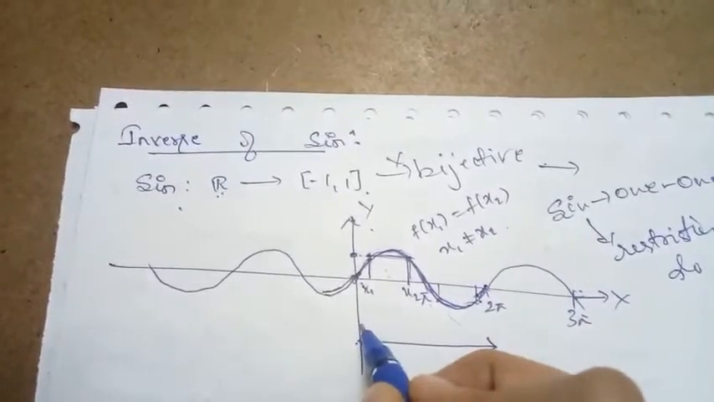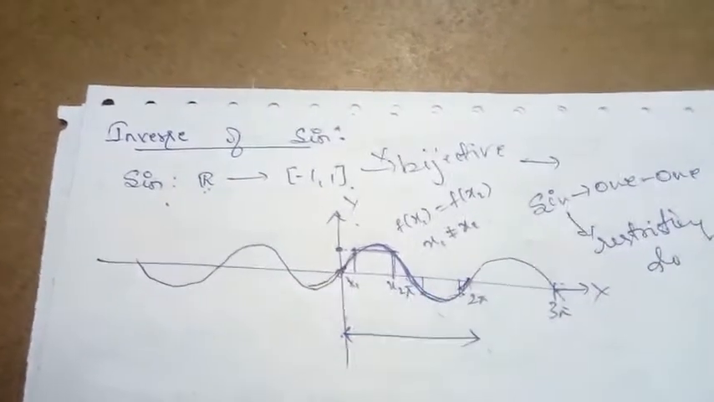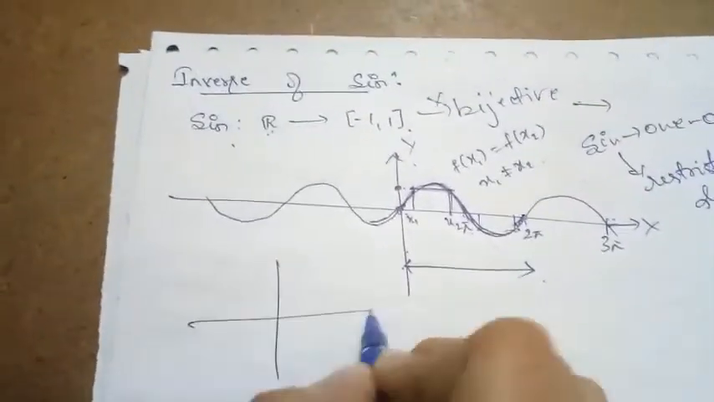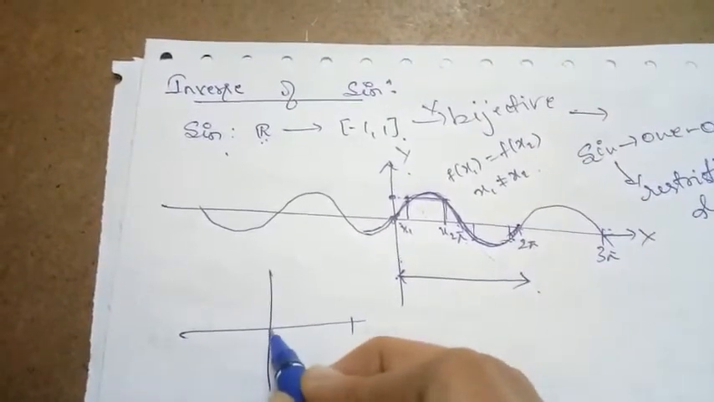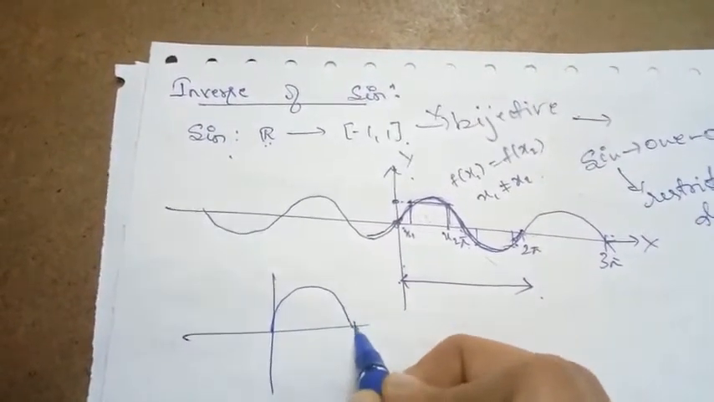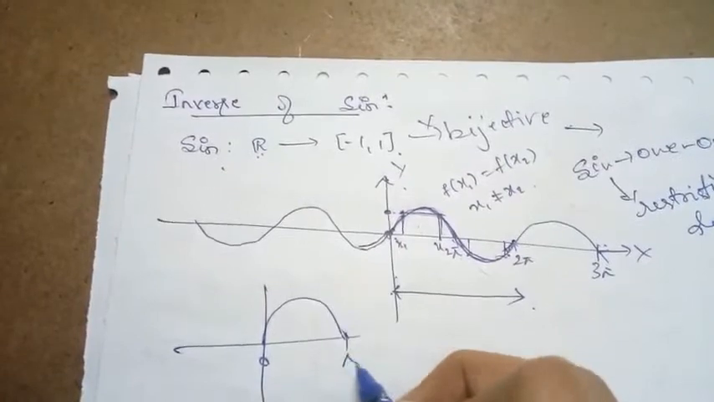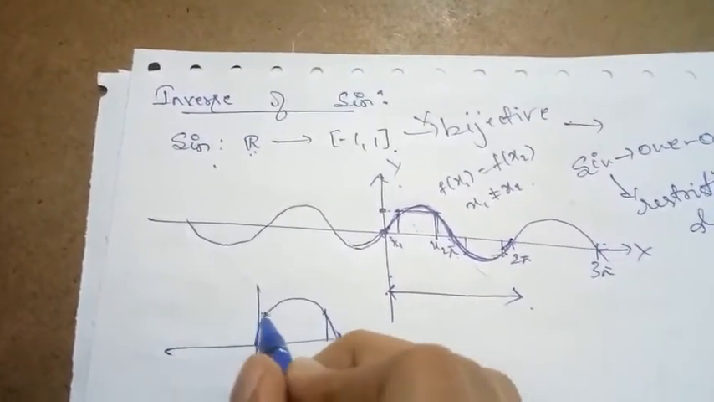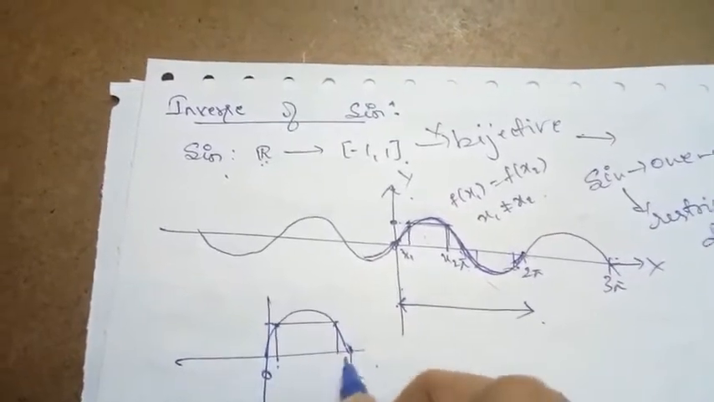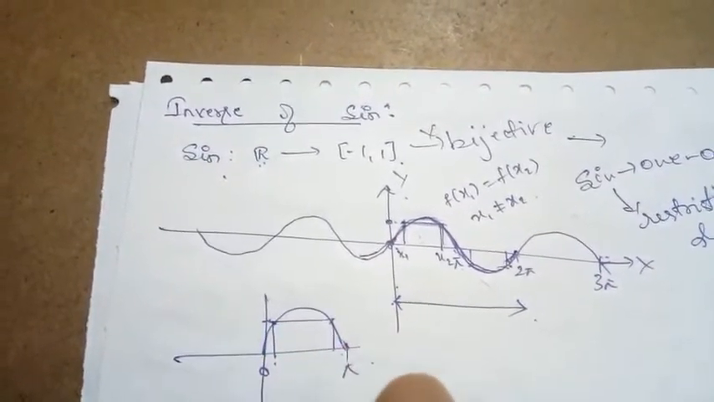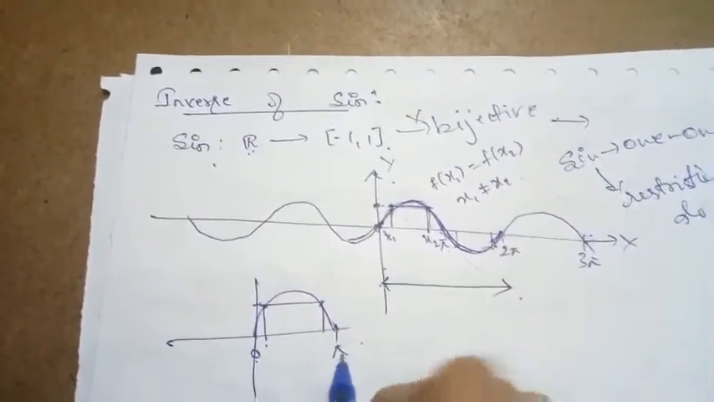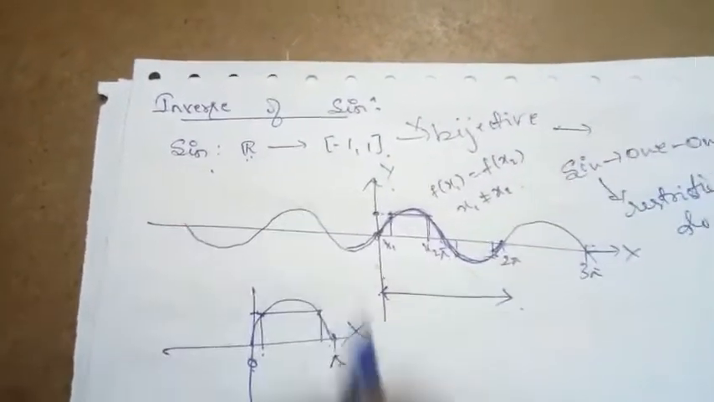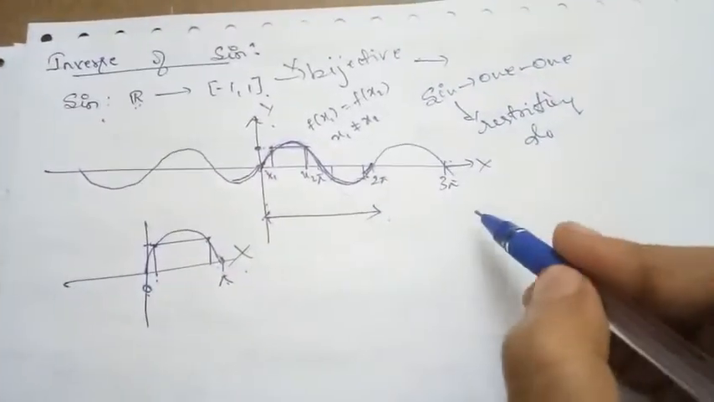Suppose I restrict from 0 to pi, what does the graph become? Only this much. Here it is 0, here it is pi. Again at this point also we can observe the same thing, that is at two different points we are having the same f of x1. So restricting from 0 to pi also does not make the sine function a 1-1 function.